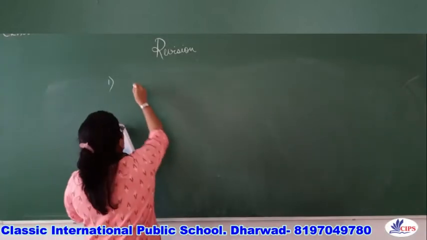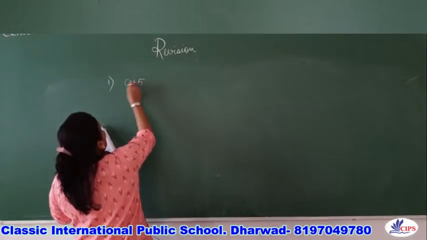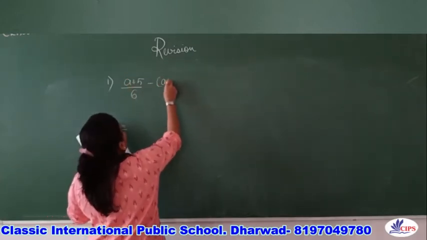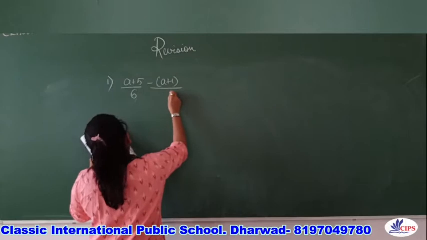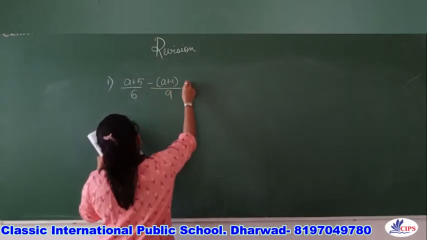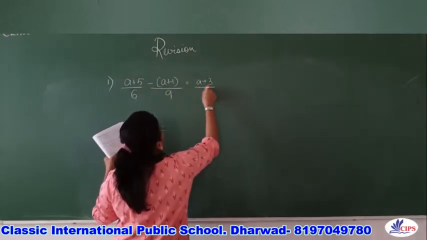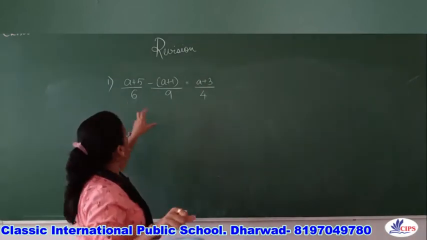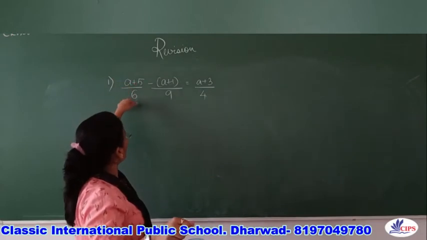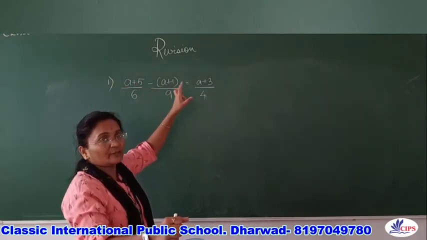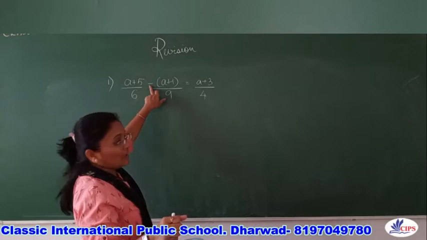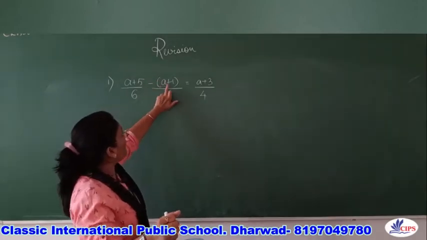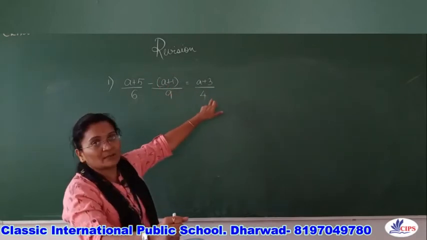So the 14th sum is (a + 5)/6 - (a + 1)/9 = (a + 3)/4. What kind of sums are these? These are like fractional sums. Here we have the expression (a + 5)/6. In your textbook, they have not given a bracket after the minus sign. As it has a minus sign, I have taken the terms in a bracket. So this is (a + 1)/9 equals (a + 3)/4.